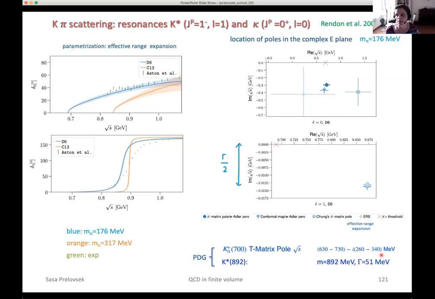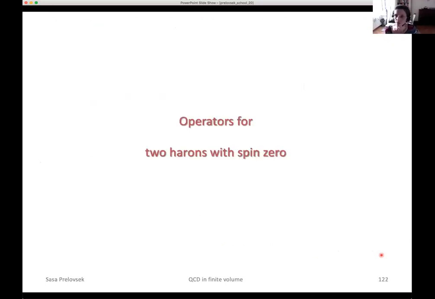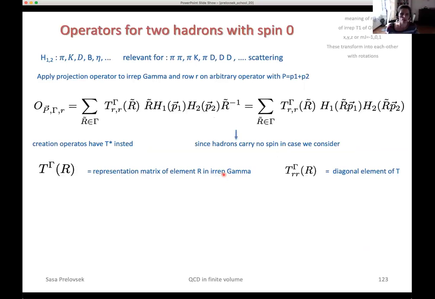Okay, so last time we discussed bound states, virtual bound states. Today we discussed resonances. Now a bit of a technical aside before we go back to physics. How do we construct operators for two hadrons? I'll just show it for scattering of two hadrons with zero spin. Many hadrons that are very important have zero spin, like pions, kaons, D mesons, eta. So any of the scattering for those you can construct in the following way that I'll tell you.